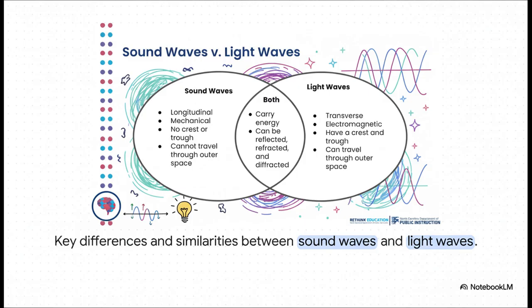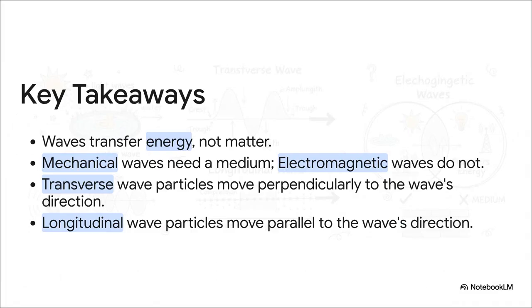It is the exact opposite. It's a transverse electromagnetic wave. That means it has that classic up and down shape, and it's perfectly happy traveling through the vacuum of space. But what's that in the middle? What do they share? The one thing that makes them both waves. They both transport energy.